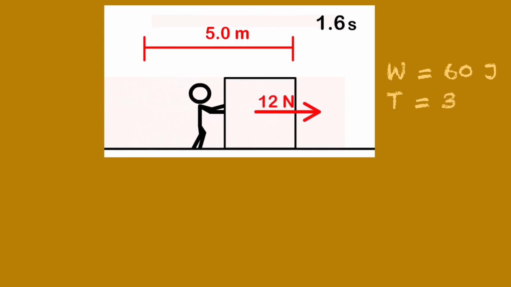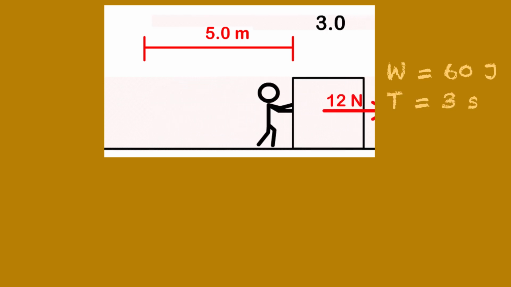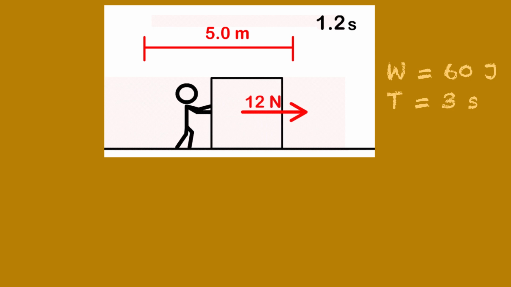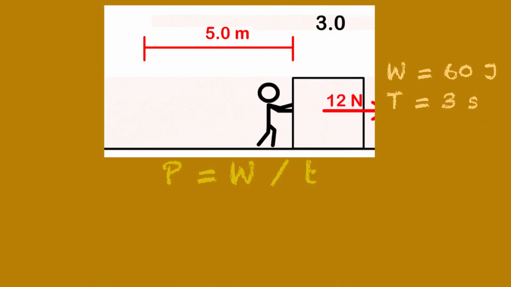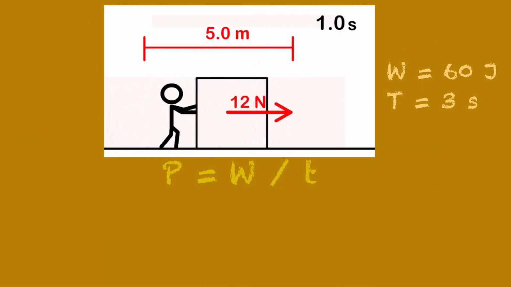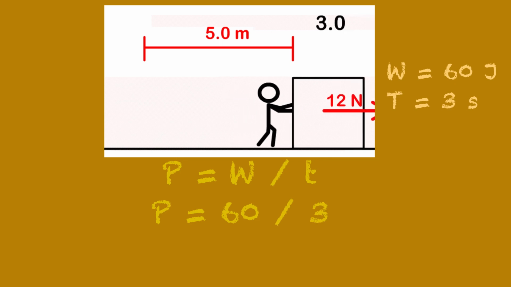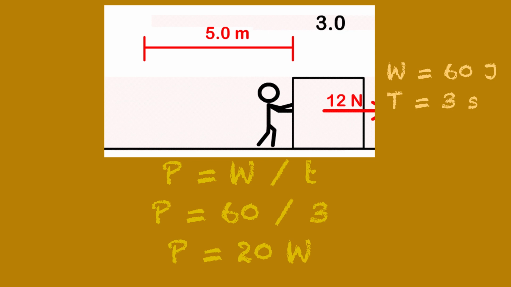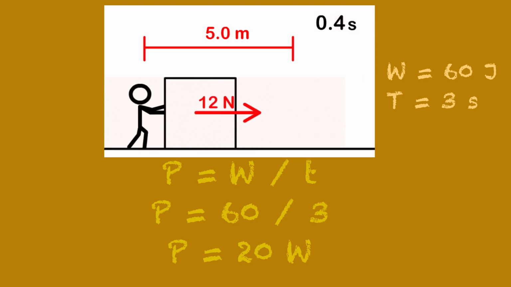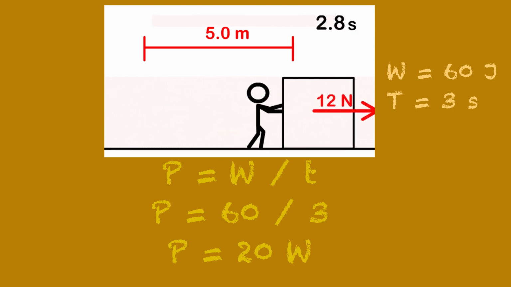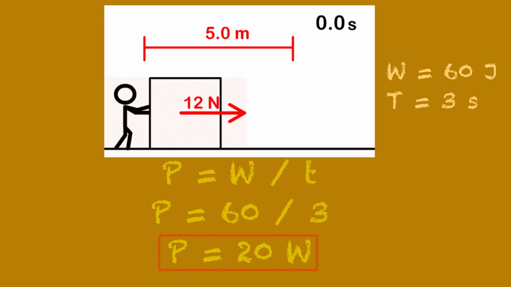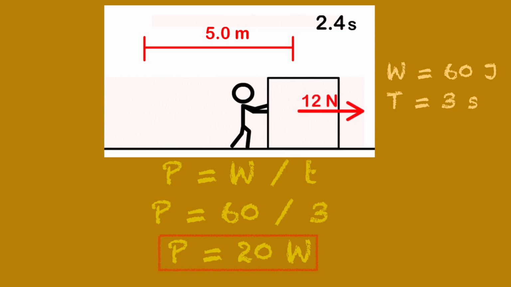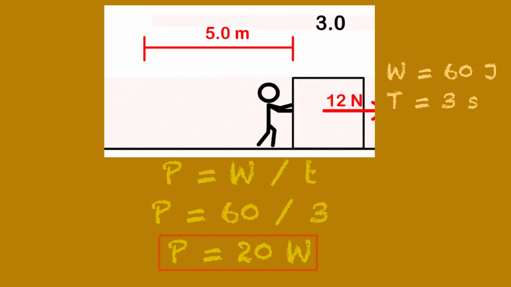Now, let's replace the work by its value in the formula P equals W over T. So, power equals 60 joules over 3 seconds, and then the power will be equal to 20. What is the unit of the power? If your answer is watt, then you are correct. Therefore, the power applied by the man is 20 watt.